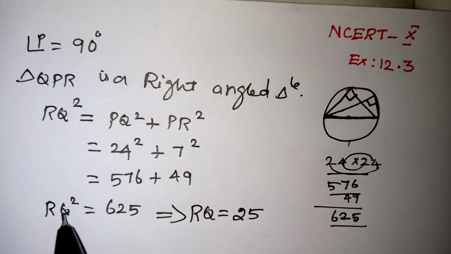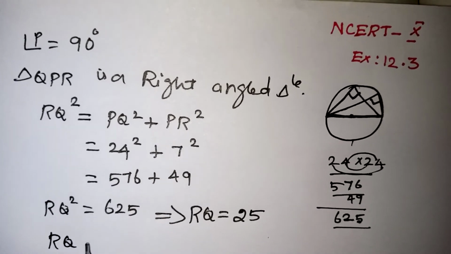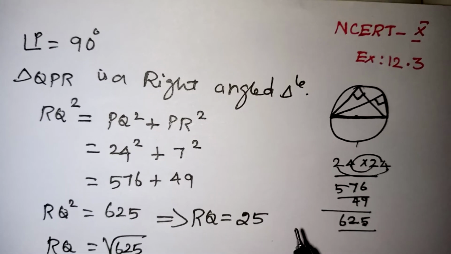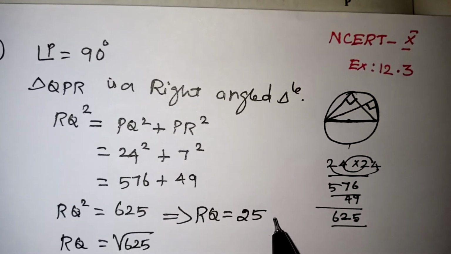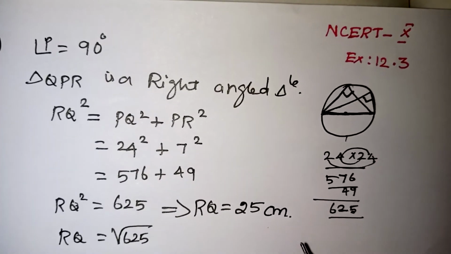RQ squared is 625, which means if you take the square to the other side, it becomes the square root. So this is root of 625, and 625 gives 25. Here all the units are mentioned in centimeters, so RQ will also be in centimeters only.